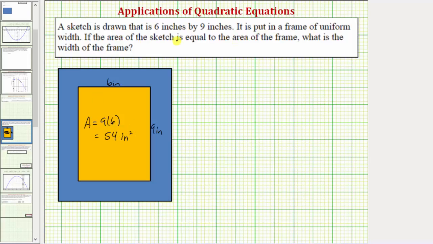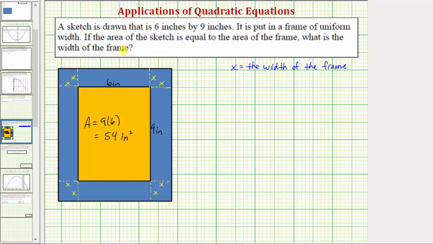We also know the frame has uniform width, but because the width is unknown, let's let the variable x equal the width of the frame, which means in our diagram, this would be x inches, and the same is true for every corner. This is x, and this is x inches, and so on.